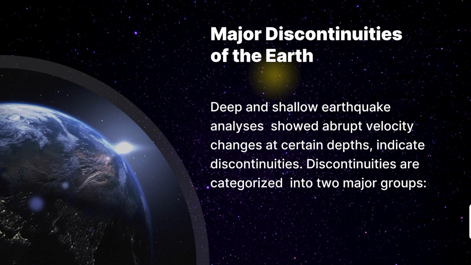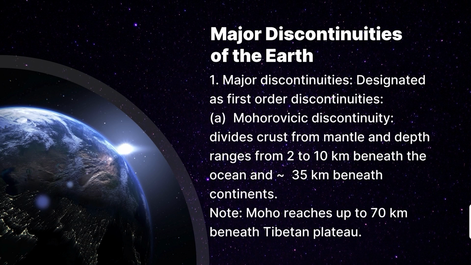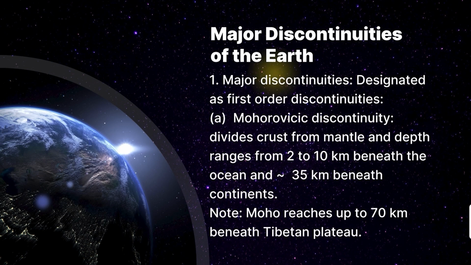Deep shadow earthquake analysis showed abrupt velocity changes at certain depths, indicating discontinuities. Discontinuities are characterized into two major groups, major discontinuities and minor discontinuities. Major discontinuities: first is the Mohorovicic discontinuity, which divides crust from mantle, and its depth ranges from 2 to 10 kilometers beneath the ocean and 35 kilometers beneath continents. Note, Moho reaches up to 70 kilometers beneath the Tibetan plateau.